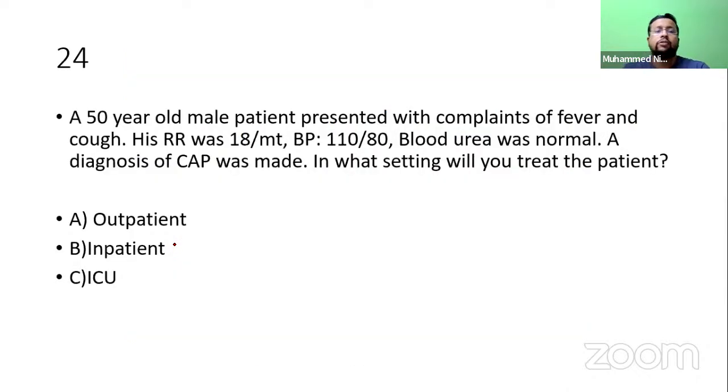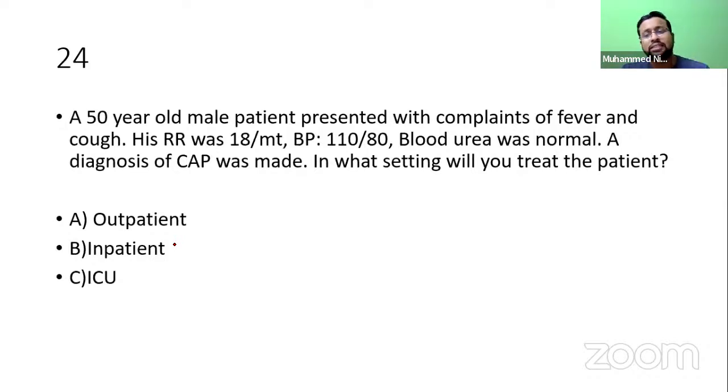24th question. A 50-year-old male patient presented with complaints of fever and cough. Respiratory rate was 18 per minute. BP was 110/80. Blood urea was normal. I don't know the exact value that was given. A diagnosis of community-acquired pneumonia was made. In what setting will you treat the patient? Outpatient, inpatient, or ICU care?